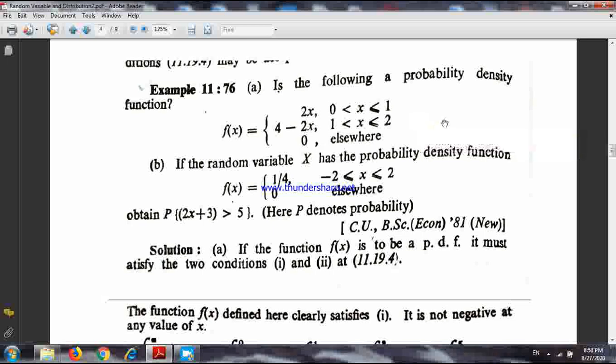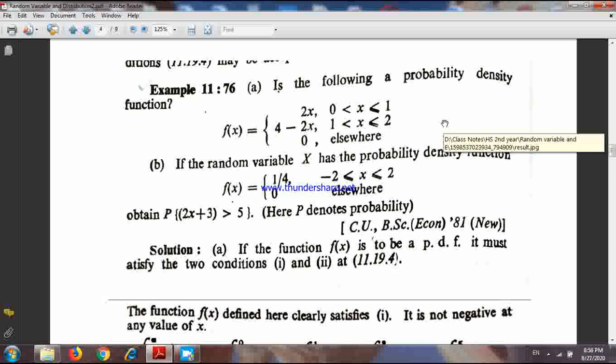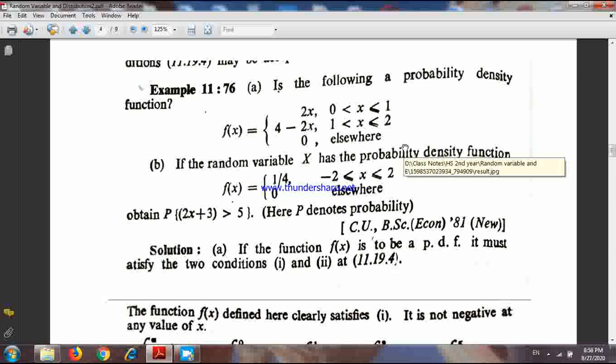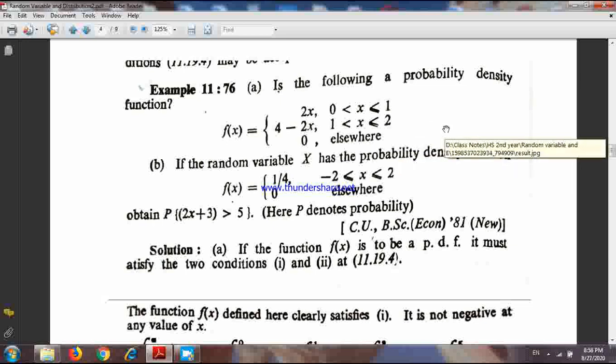And what about the second condition? Integration over the entire range. Here entire range is minus infinity to plus infinity. So integration minus infinity to plus infinity f(x) dx should be equal to 1. So first part is satisfied. Now let us check the second part.